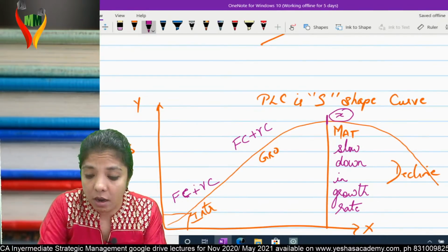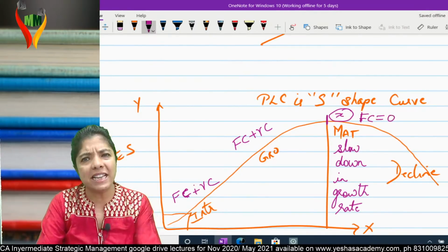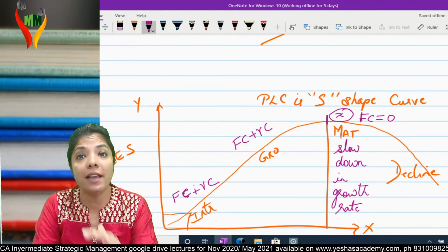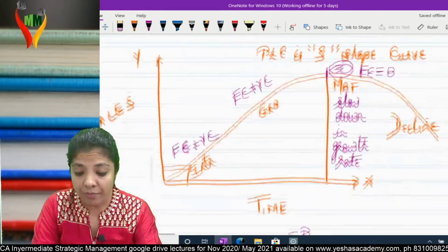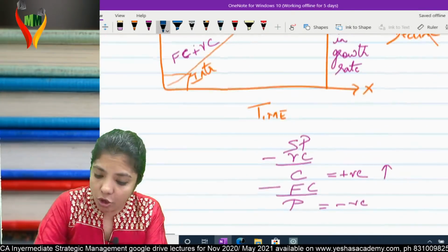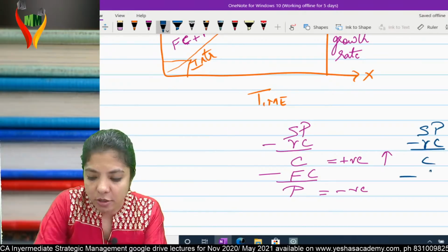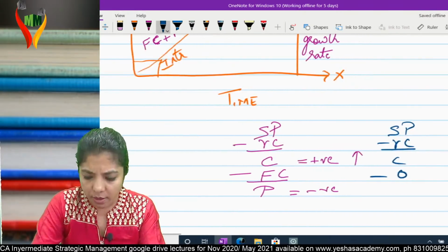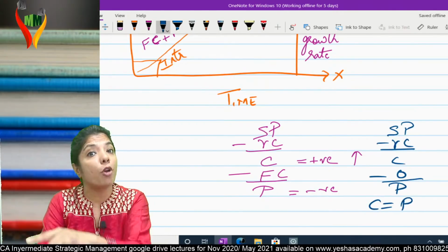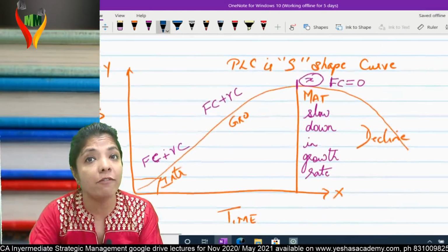Here my fixed cost is almost negligible, and I need not incur anything further in fixed cost. So what happens in the maturity phase? Your selling price minus variable cost is contribution. Fixed cost almost zero, so that is equal to profit. That means here my contribution is equal to profit. Getting my point? And that is when I say that you get maximum profit in which phase?